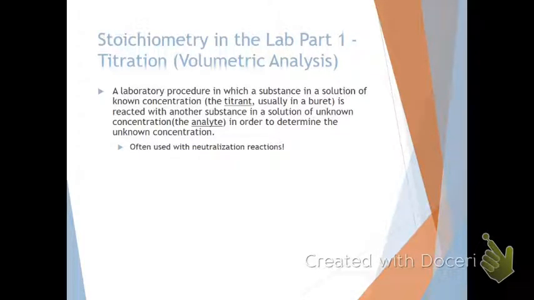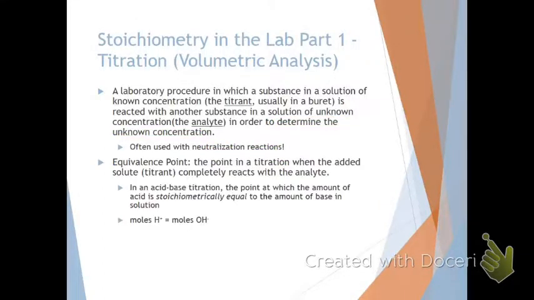Titration is a laboratory procedure where a substance of known concentration, which is called the titrant, is reacted with another substance in a solution of unknown concentration called the analyte. The goal of a titration is always to determine the unknown concentration. Most of the time we use this with our acid-base neutralization reactions, and we're looking for the unknown concentration of an acid or a base.